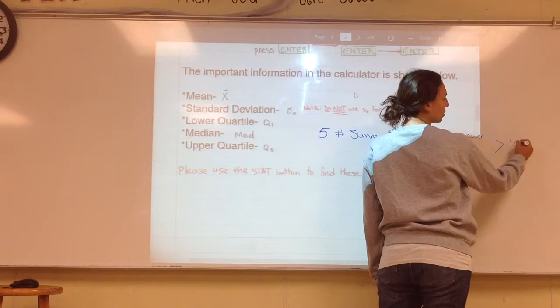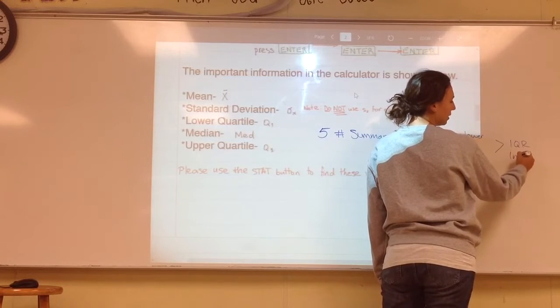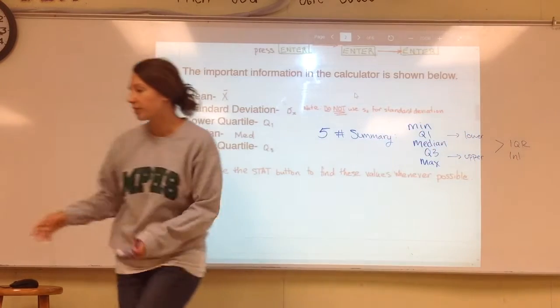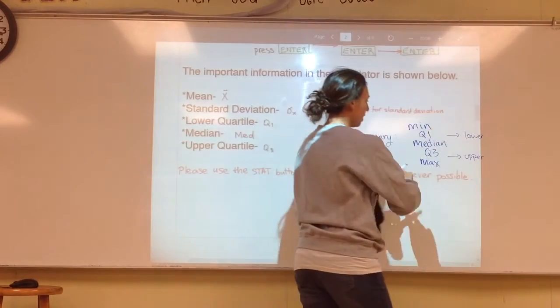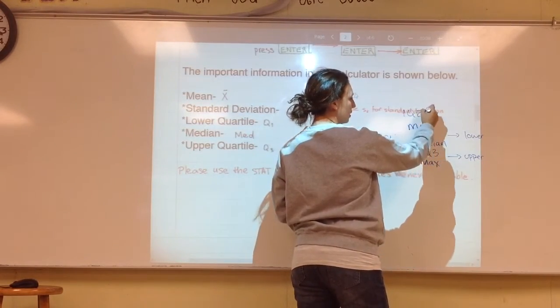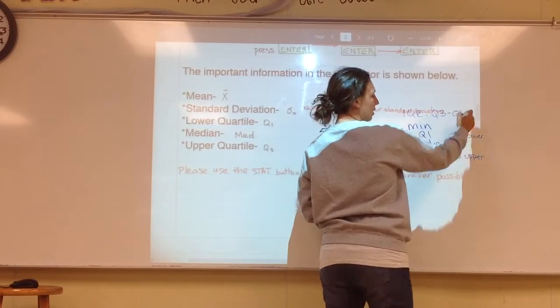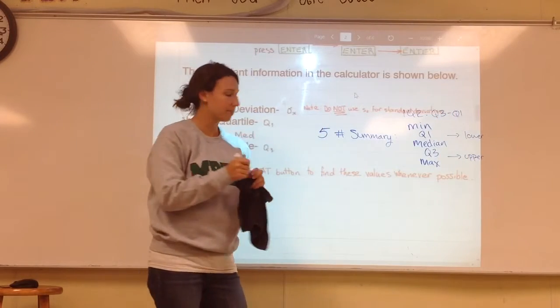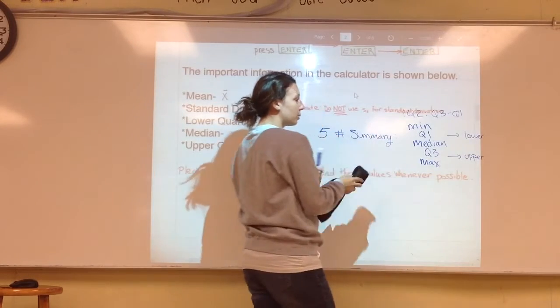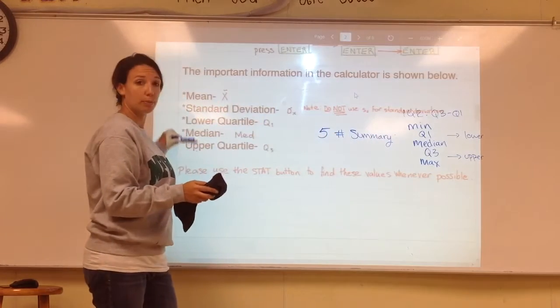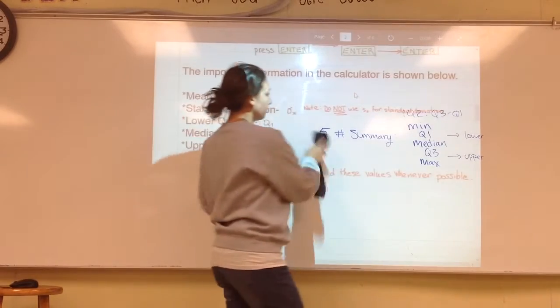And I find what's called IQR, interquartile range, by doing Q3 minus Q1. Okay, so IQR, Q3 minus Q1. Okay, so 5-number summary. Like I said, we'll use this a little bit later for a box and whisker plot. All of that shows up when we do one var stats on the calculator.